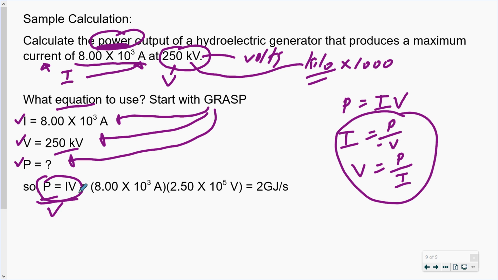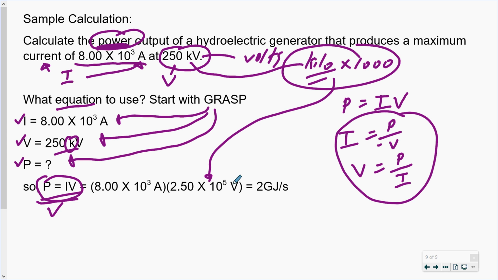So pretty straightforward with this one. We don't need to do any rearranging. All we need to do is plug our numbers in. However, this one is in kilovolts. And remember, we do need to multiply by 1,000. And that's why we have this number here. 2.5 times 10 to the 5 is 250 times the 1,000.